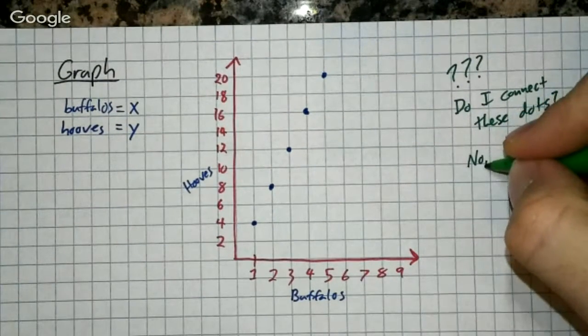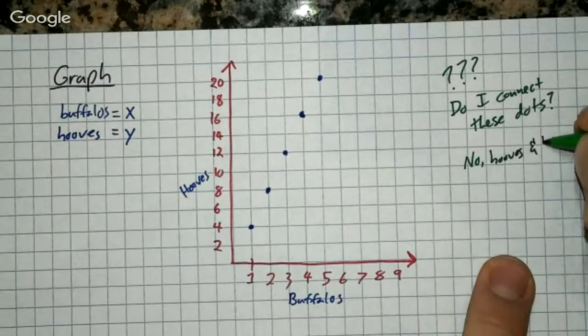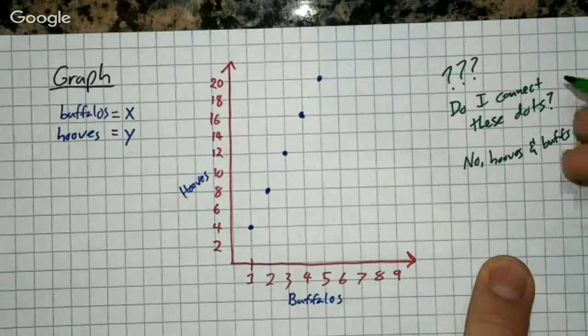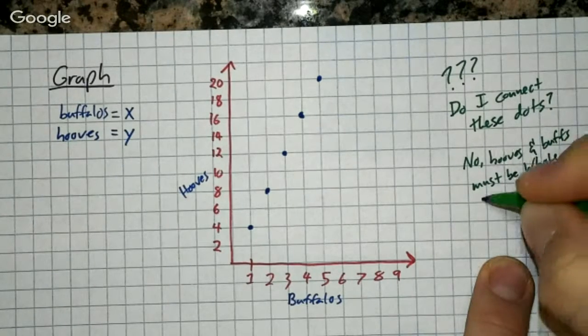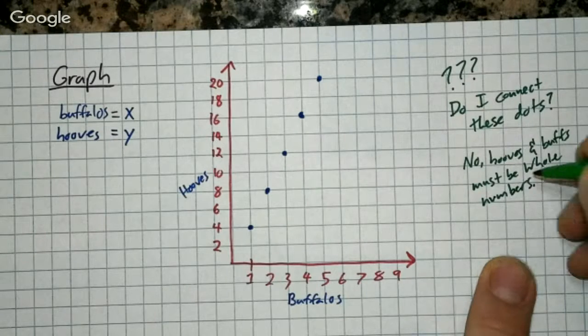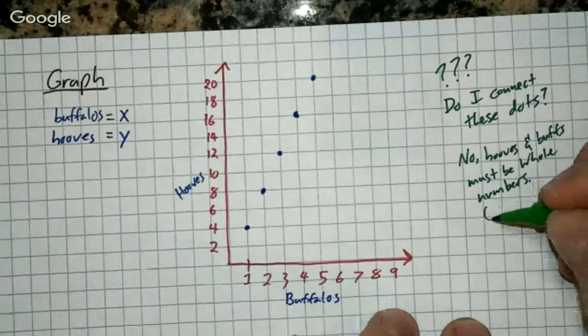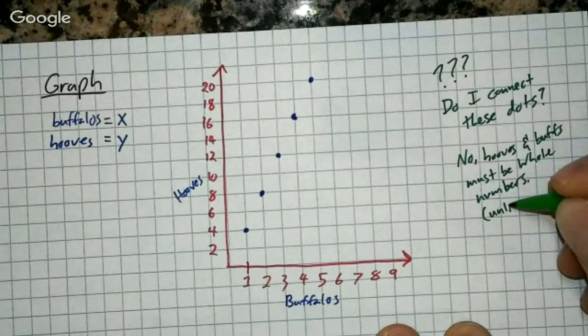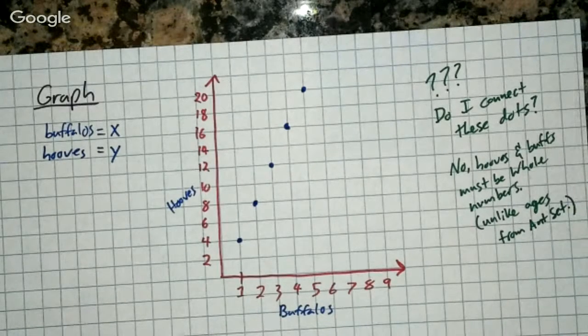No, I will not connect this line because the hooves and buffaloes must be whole numbers. We're not going to talk about half buffaloes and things like that. We're just talking about full buffaloes. Now that is different. This is unlike the ages.